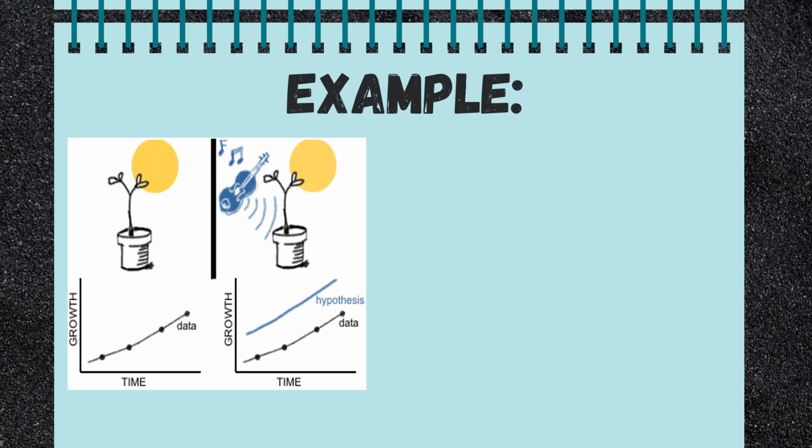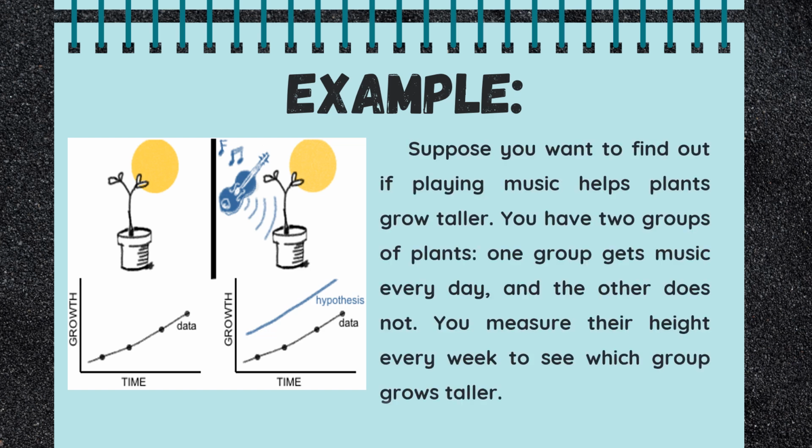For example, suppose you want to find out if playing music helps plants grow taller. You have 2 groups of plants. One group gets music every day, and the other does not. You measure their height every week to see which group grows taller.